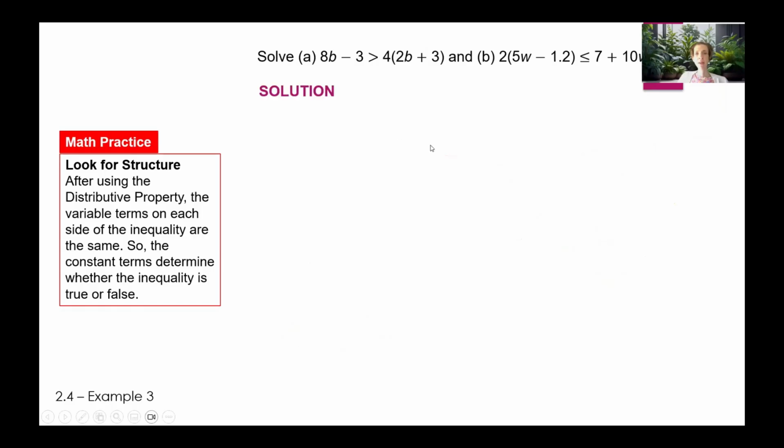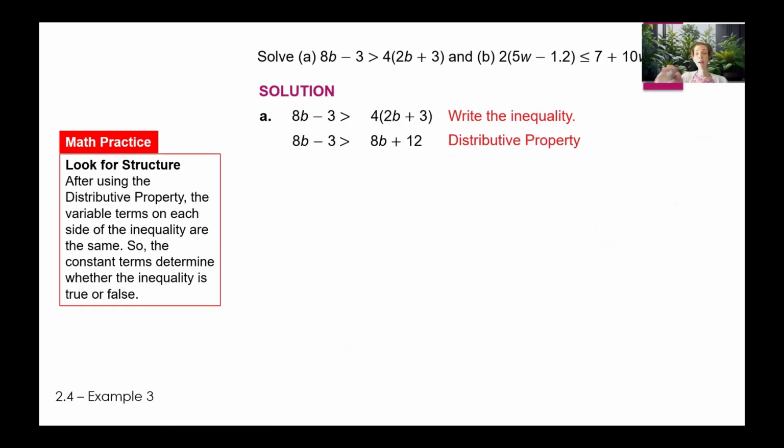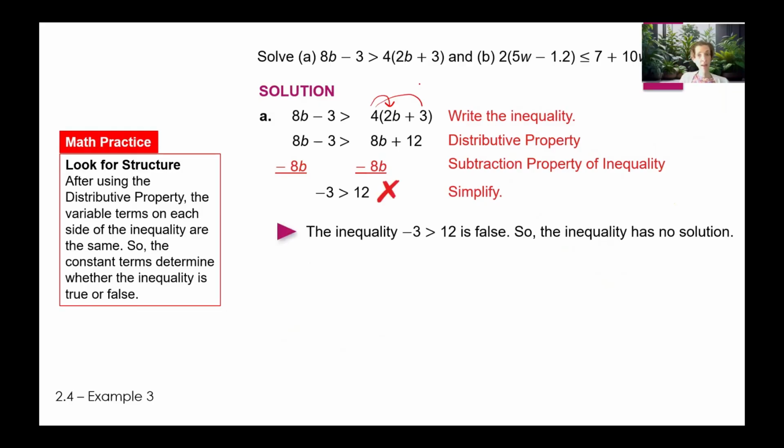Okay? All right. Let's solve these. So first we write our inequality, and then we can distribute, right? So 4 times 2b is 8b, and 4 times 3 is 12. Okay? And then we can subtract 8b from both sides, and we end up with negative 3 is greater than 12. Is that true? It is not, right? So this one would also be no solution.